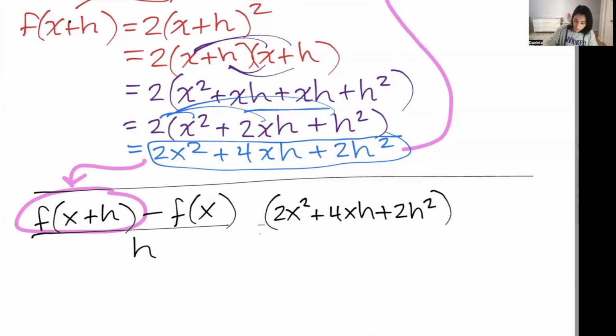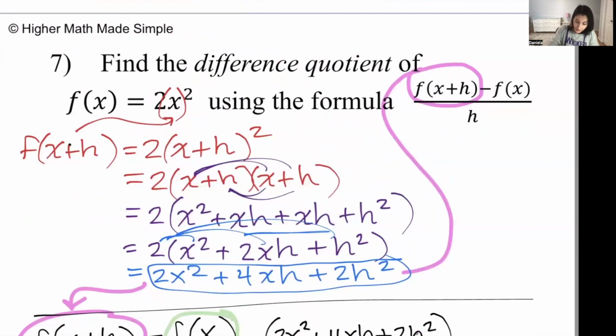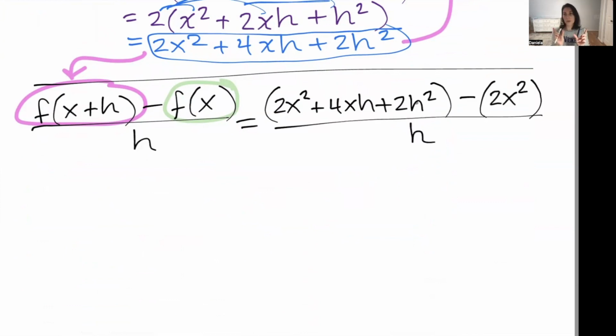Now the next part of the formula is we're trying to subtract f of x. Do we know what f of x is equal to? Yes, that is equal to 2x squared. So I am going to substitute that. So minus 2x squared all over h. Okay, so we made those substitutions.